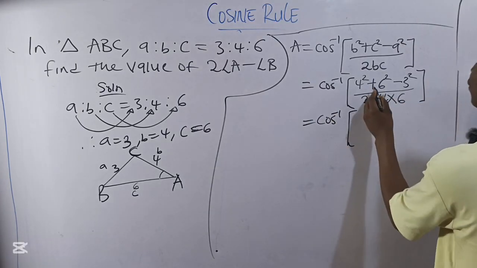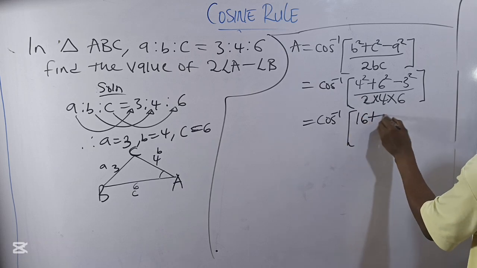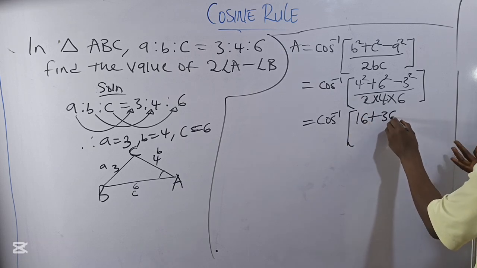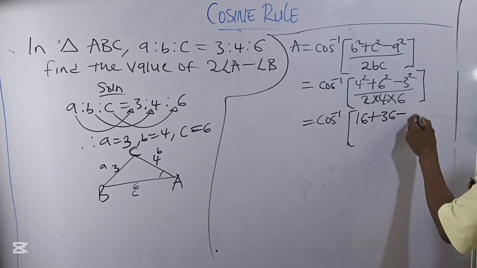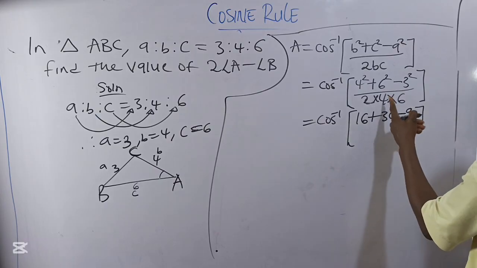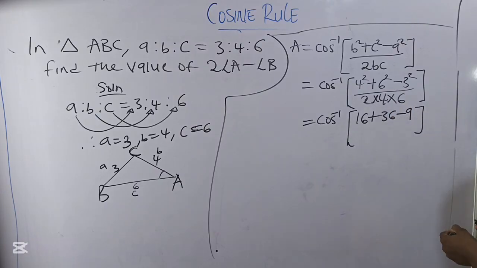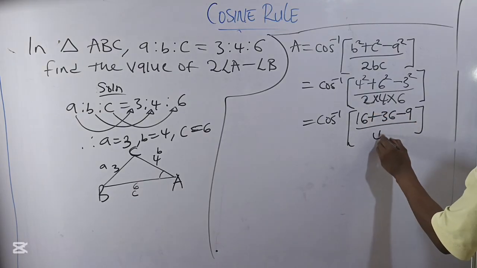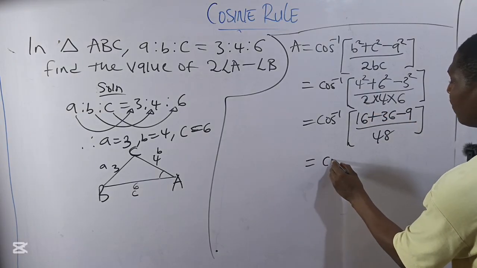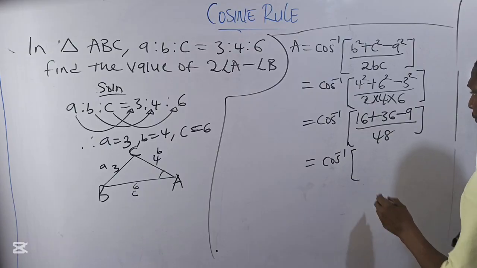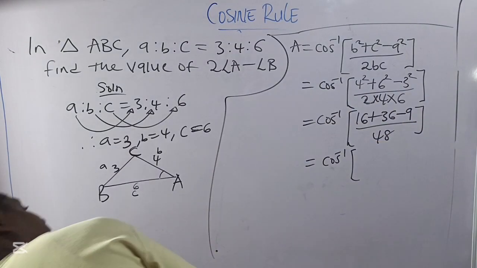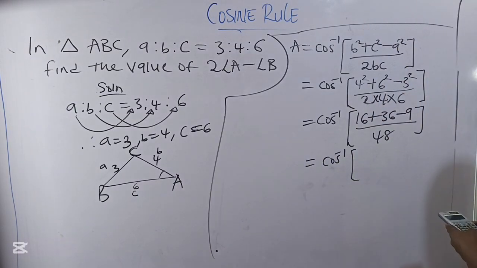Cos inverse of 4 square is 16. 6 square is 36. And 3 square is 9. And 4 times 6 is 24, and 24 times 2 is 48. So I have 48 here. So I have my cos inverse of 16 plus 36 minus 9 equals 43.